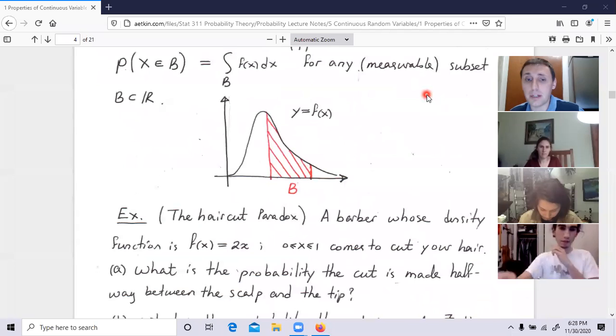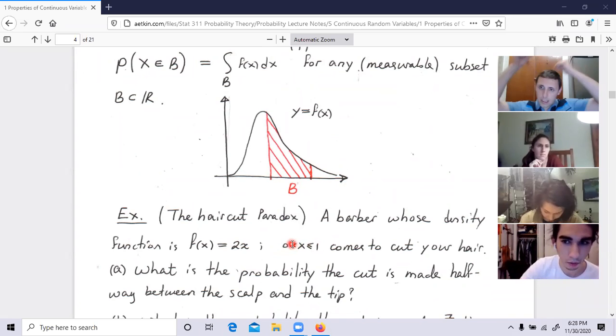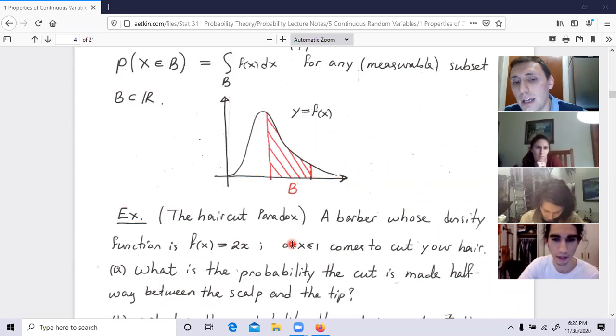So here is the haircut paradox. A barber whose density function is f of x equal to 2x comes to cut your hair. What is the probability that the barber will cut the hair halfway between your scalp and the tip of your hair? What's that probability? Exactly at 1/2, you see? So this normalizes each hair to be between 0 and 1. 0 is at the scalp, 1 is the tip of the hair. What's the probability that the barber will cut the hair exactly in the middle? Please answer my question, given the density function.